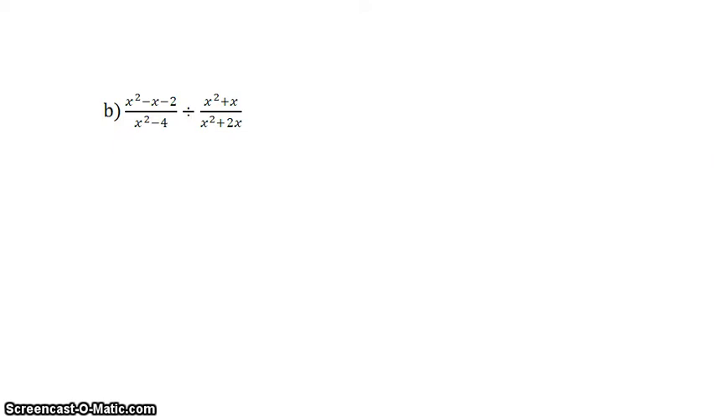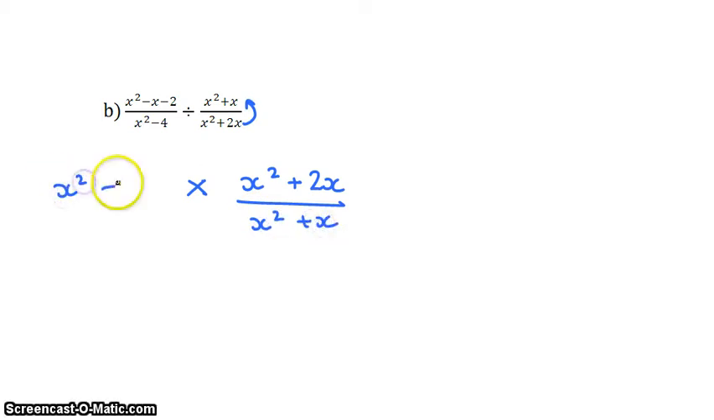Right, let's have a look at B. Right, this one's division, not a problem, because I know I can multiply as long as I tip my fraction around. So whatever was on the bottom now goes up to the top. I'm tipping and timesing. So my question is actually really simple. I leave my first fraction the same, and I tip and times for my division.